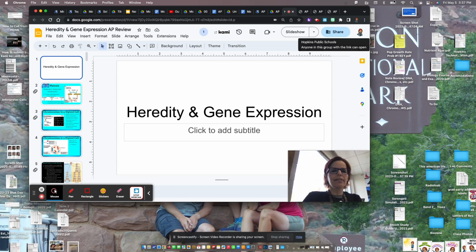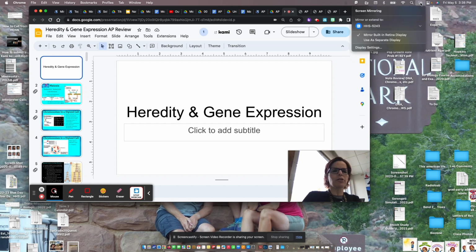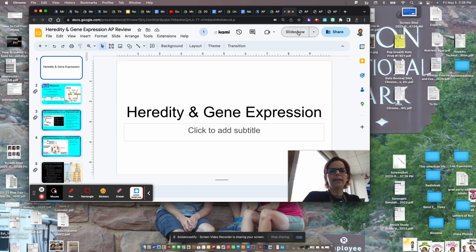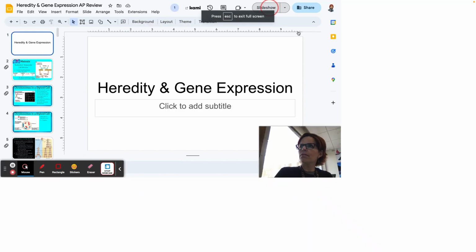We are going to go ahead and do our third review. This is the heredity and gene expression, so units 5 and 6. Oops, I'm doing all the wrong things. Slideshow is what we need to do. There we go.